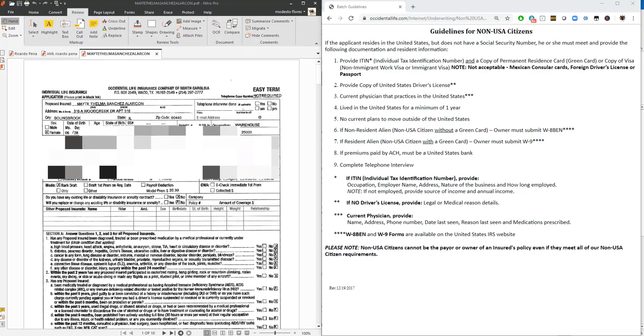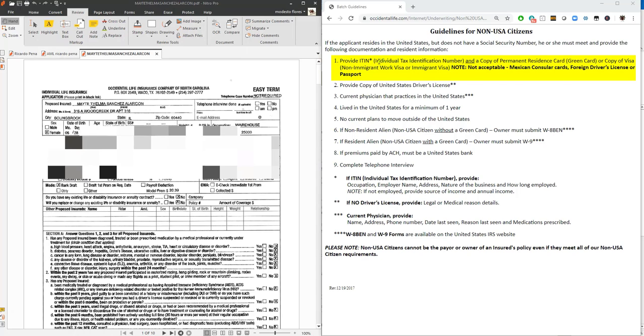So as we look at this application for a non-USA citizen, there's a few mistakes that I see on the application, but we're going to start. I have the guidelines on the right side, the application on the left side. So we're going to break down the 9 guidelines.